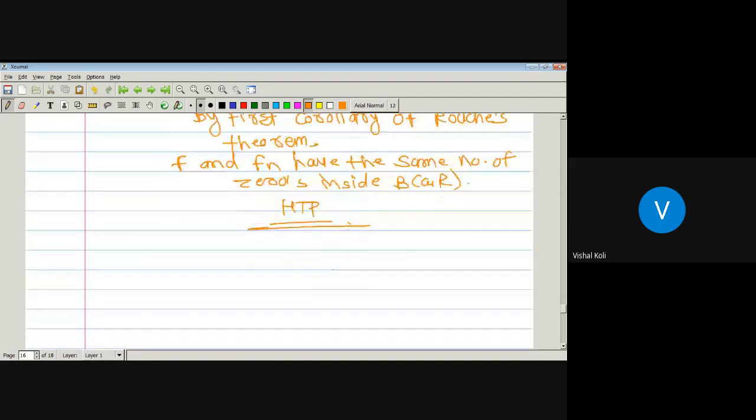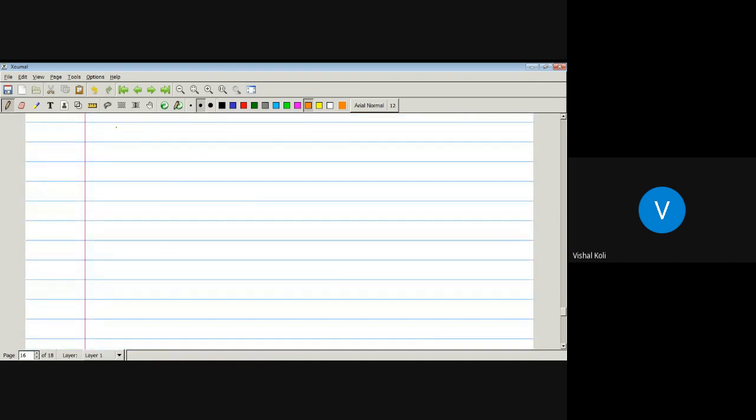Okay, now the next theorem is nothing but the Schwarz's lemma. Now there are two to three theorems after that, and our chapter will be finished. Here we will see only the statements of these two to three theorems: Schwarz's lemma, Montel's theorem, and the Weierstrass factorization theorem. Okay, and after that our chapter will be finished. Let's see the statements only.